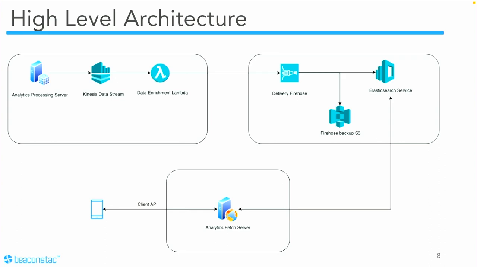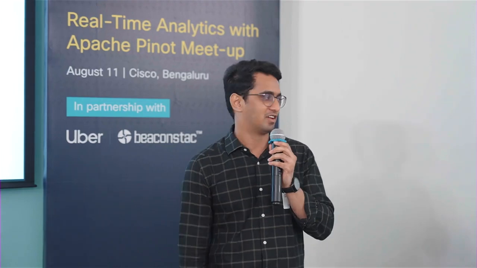So, a very quick high-level design. Whenever you scan a QR code, it goes through a lot of data pipelines and comes to our analytics processing servers. From there, it moves to data streams, to data enrichment lambdas running on top of it, and used to get delivered to Firehose, with a backup stored in S3, and the data was pushed to Elasticsearch. On the query side, client APIs used to call the analytics servers, which are dedicated to fetching the analytics from Elasticsearch and presenting them in a visualization tool that Beaconstac has.